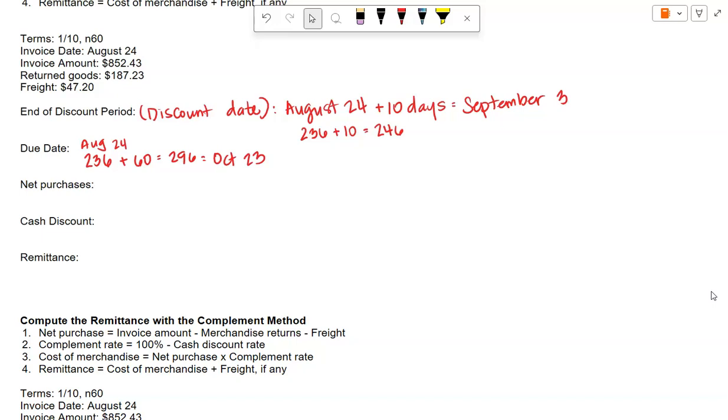Okay, now we're going to calculate the net purchases. Your net purchases is your invoice amount minus any returned goods and also freight charges. So that's going to be $852.43 minus $187.23 and minus $47.20. And this gives me a net purchase amount of $618.